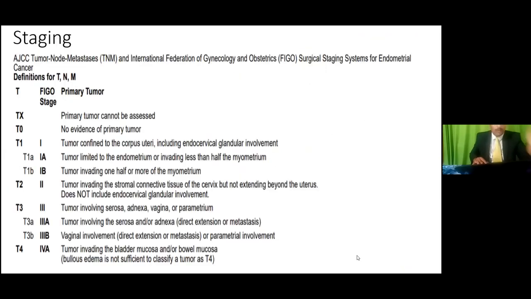Coming to the T2, if there is cervical stromal connective tissue involvement, we label it as the T2. And in the T3, we have 3A and 3B. 3A we use for the serosal or adnexal involvement, and 3B for the vaginal or parametrial involvement. And 4A is bladder mucosa or bowel mucosa involvement.